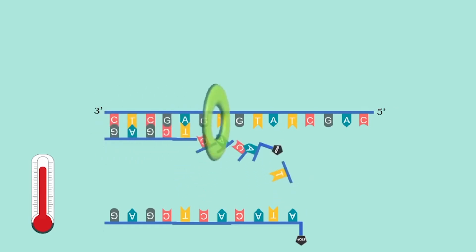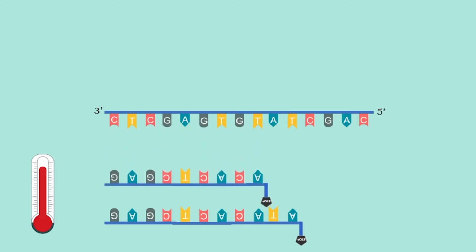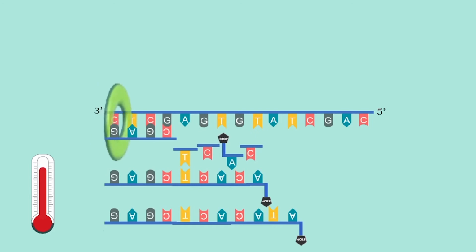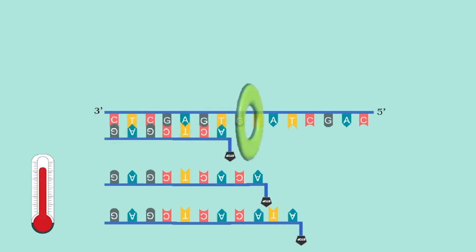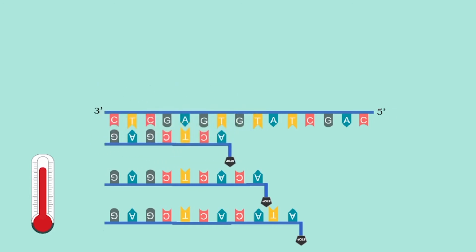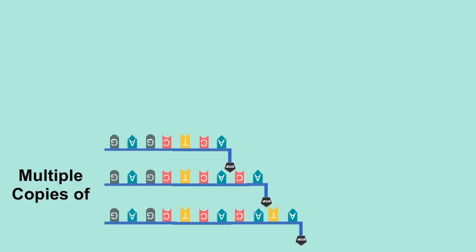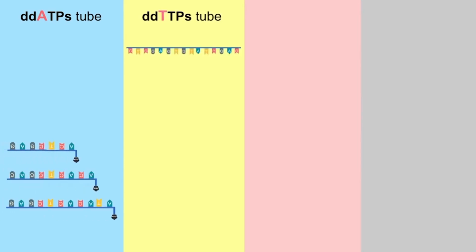But what will happen is, if there are dideoxy NTPs, then it is going to terminate the reactions wherever the enzyme finds a dideoxy. So what you see here is that the termination is happening at every A. So if it finds the A, it will give you DNA fragments of different lengths.